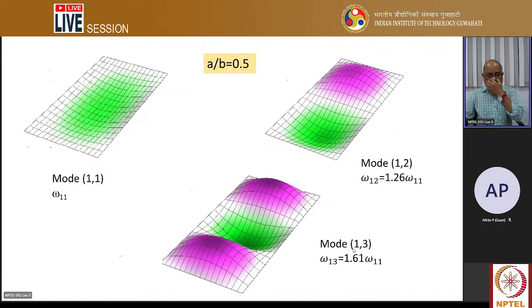In the mode 1, 3, we see that one half wave is formed in the x direction, but three half waves are formed in the y direction. So like that, you can continue with the mode shapes.